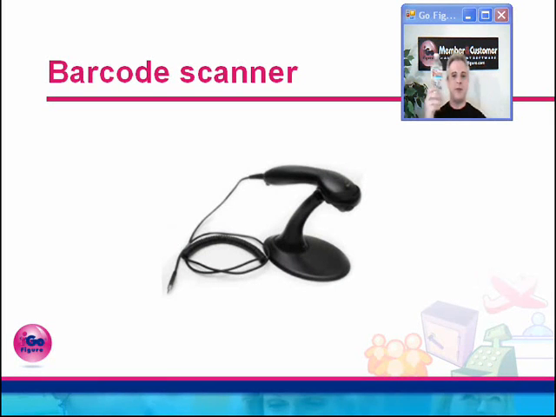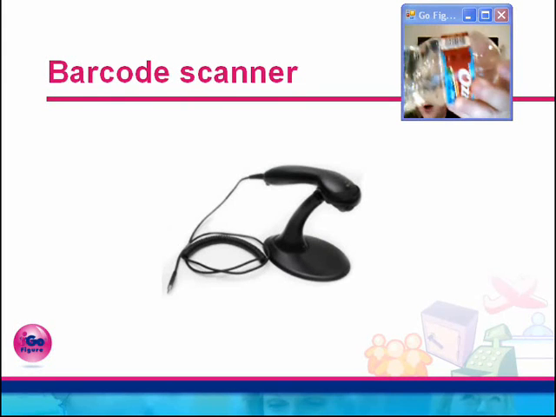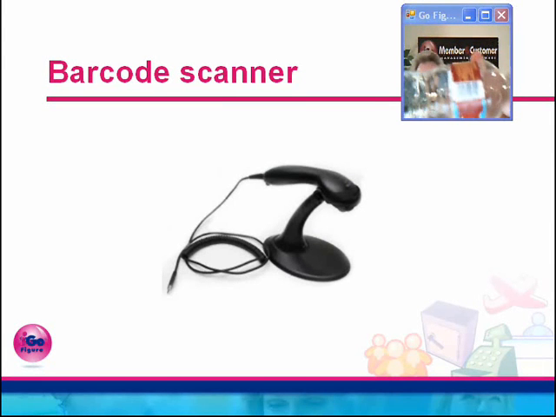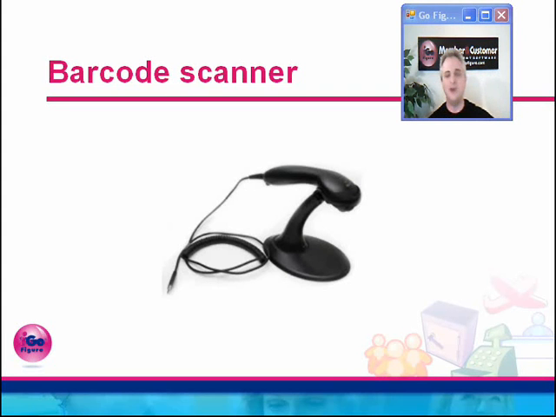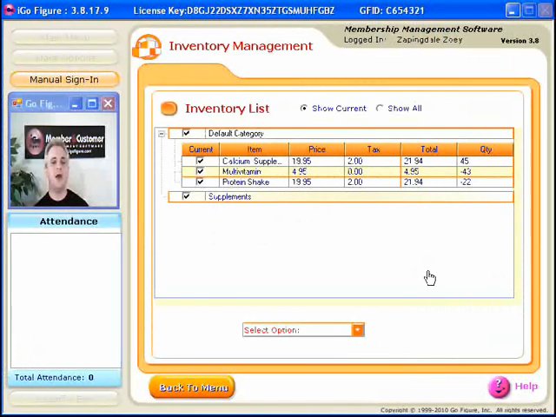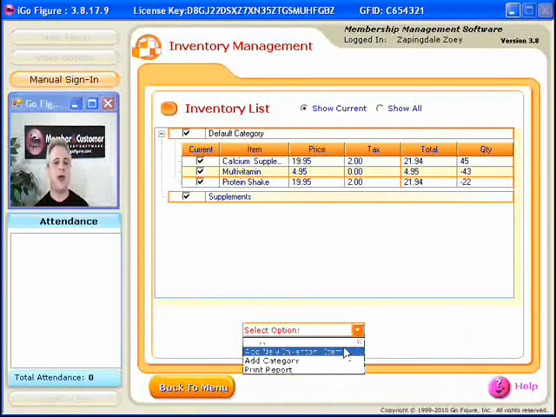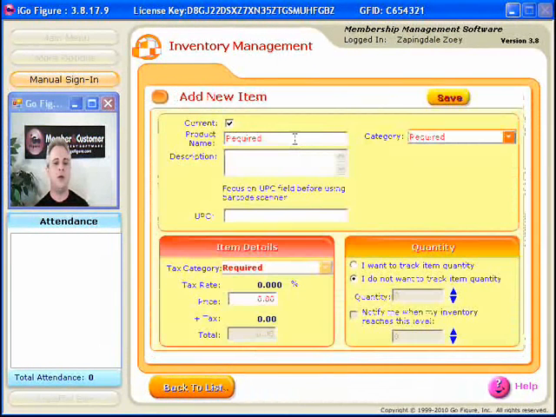I have a bottled water right here, and you know, most inventory already has on the side that little barcode with a number, and that's a UPC barcode. Let me show you how this works, because this is real neat. So I'm over here in inventory management, and I don't have bottled water yet. I want to add bottled water, so I say add new inventory item, and I type in bottled water.